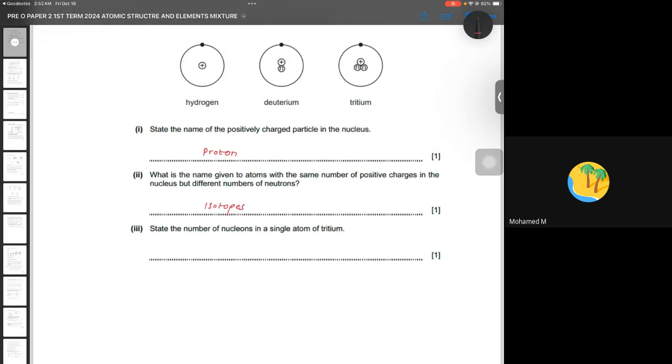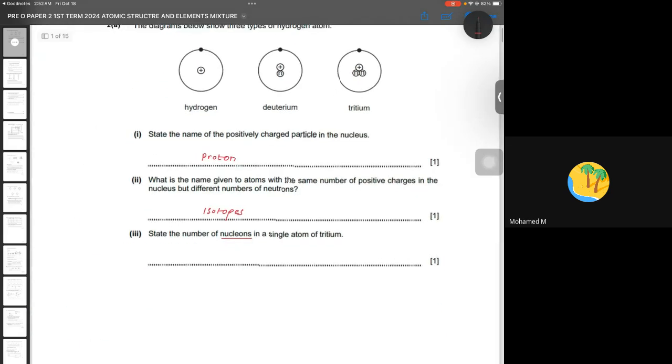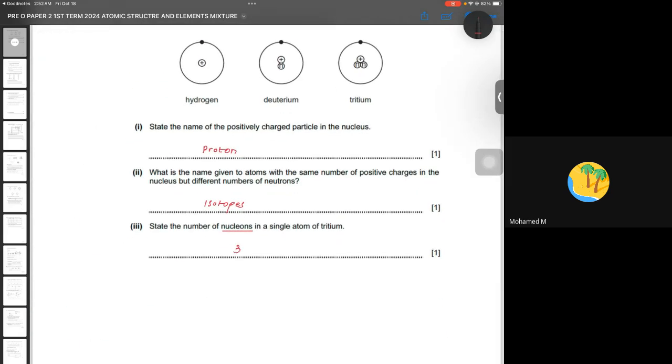Nucleons in a single atom of tritium. 2. You know, nucleons are the sum of protons and neutrons. In tritium, you can see you have 2 neutrons and 1 proton. So 2 plus 1 is 3. So nucleons are 3 because nucleon number is the sum of protons and neutrons.